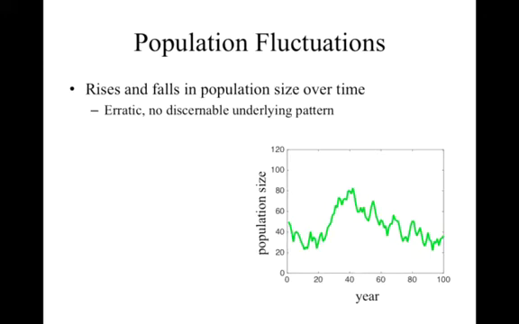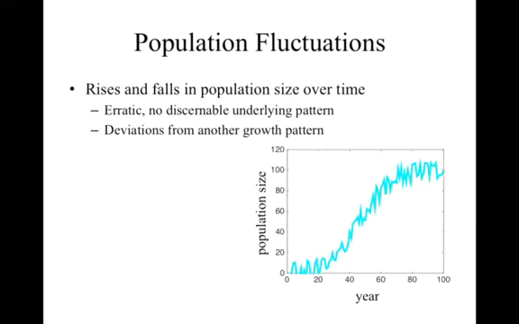We have erratic population fluctuations where there's no real pattern. I look at this green curve and I have no real reason to know why it went up here or there or why it bounced around. That's sort of an erratic population fluctuation.